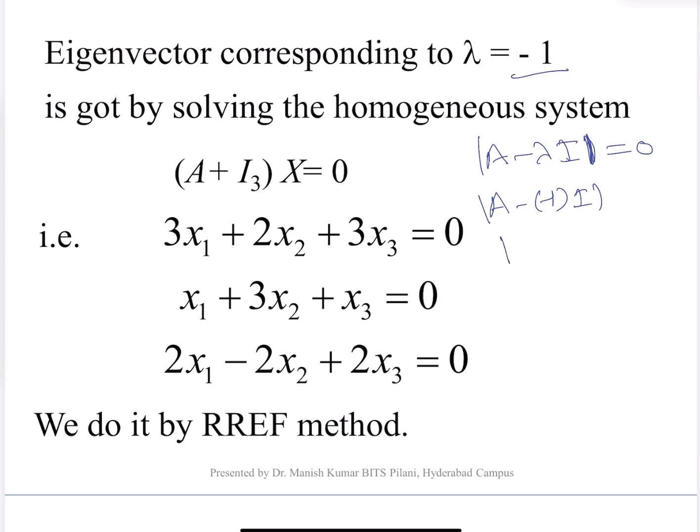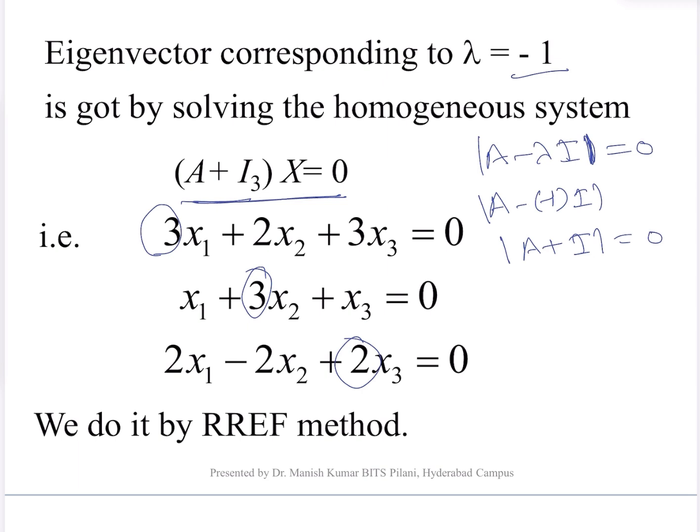So what exactly happened? A plus I is equal to 0, which is A plus I3, where I is 3 cross 3. Since x is non-zero, this system we have to solve. This means you replace the coefficients by subtracting -1 from the diagonal of the original system. So you will get this system.